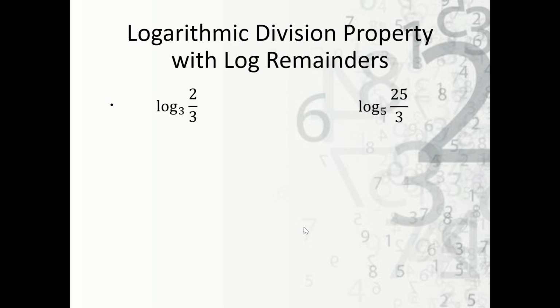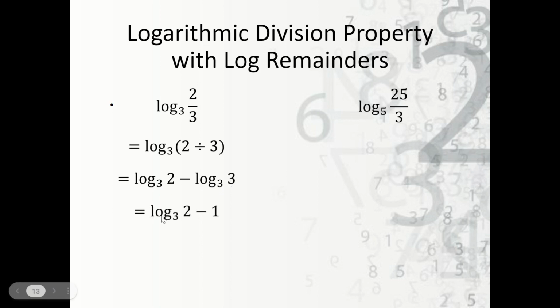Now how do we do this with remainders? Well, in this case we have log base 3 of 2/3. So we're going to rewrite this as log base 3 of 2 divided by 3. Now we can break this up and say log base 3 of 2 minus log base 3 of 3. We can't multiply 3 by itself any number of times to get 2, but we can multiply 3 by itself one time to get 3. So we end up with log base 3 of 2 minus 1.